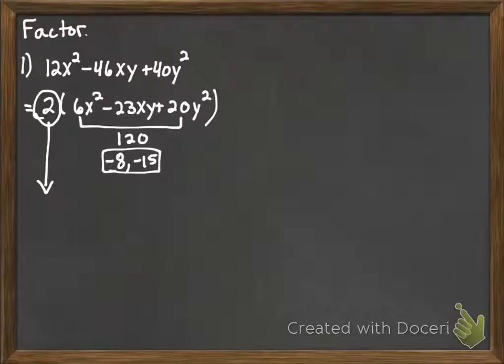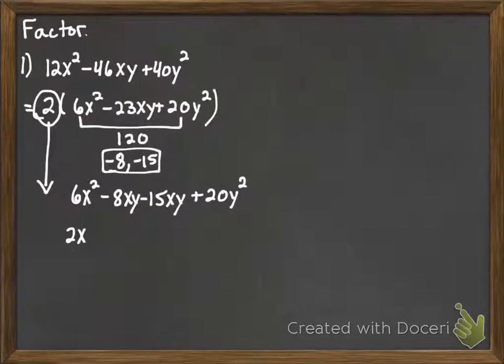Once we found the pair of numbers, we can rewrite our middle term using those two numbers. And again, that's an 8xy and a 15xy and a 20y squared. Alright, and then we can do our grouping. 6x squared and 8xy. We can pull a 2x out of both. That will leave me with 3x minus 4y. 2x times 3x minus 4y. Again, bring the negative sign down for the third term.